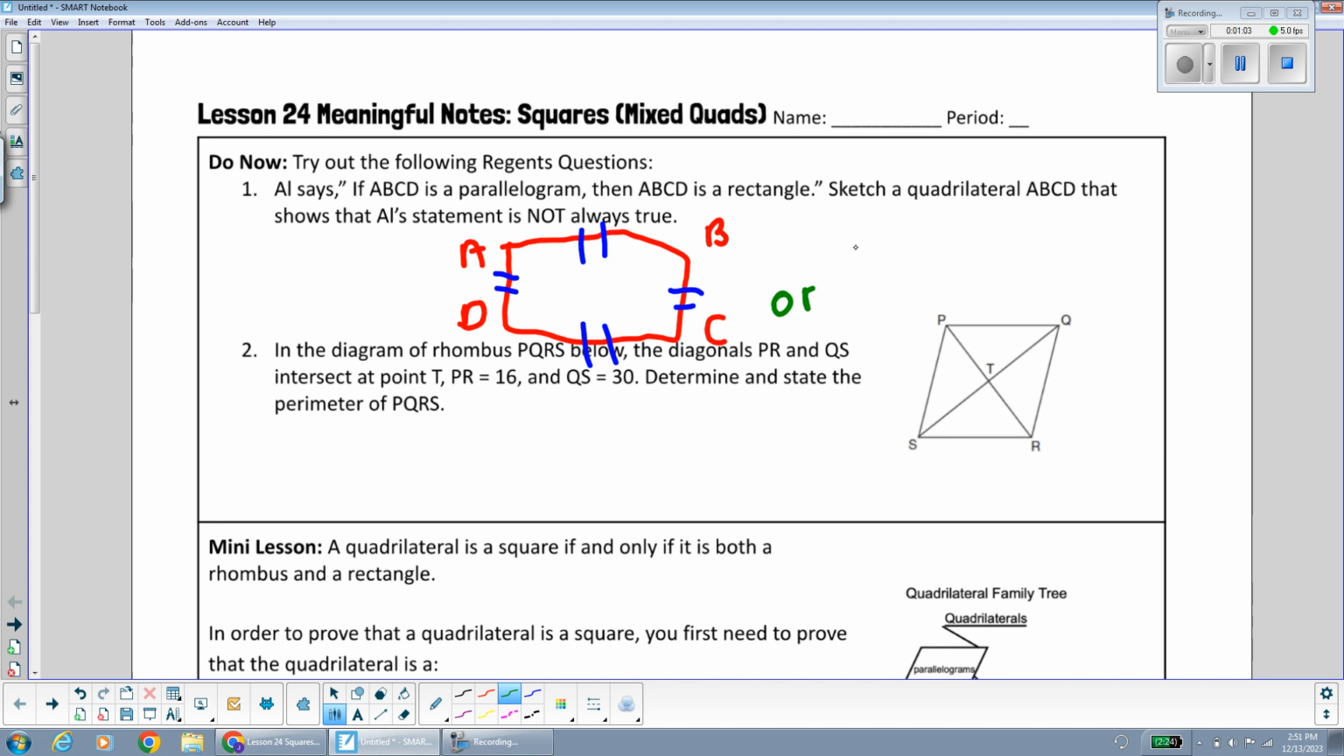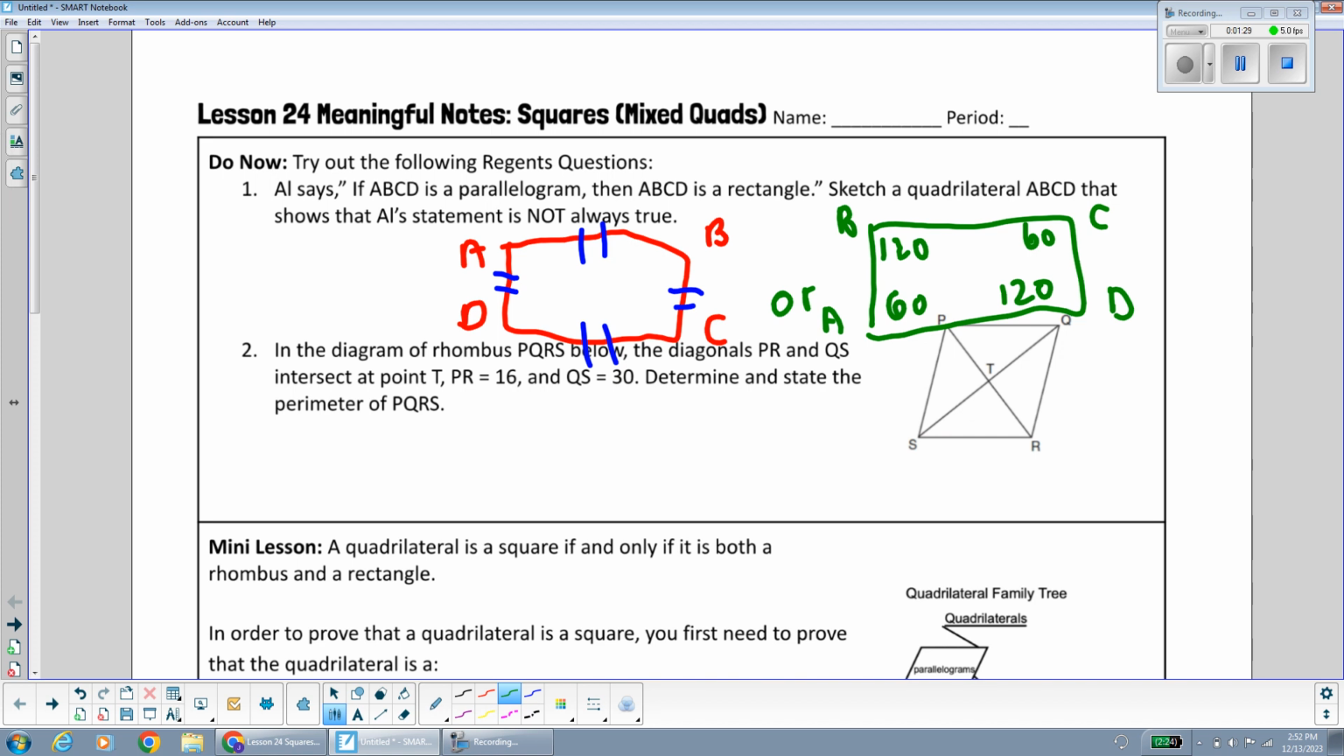Or instead, we can just have quadrilateral ABCD that's just a regular parallelogram. So for example, if these angles are 120 and these angles are 60 degrees, this is a parallelogram because opposite angles are congruent to each other, but it's not a rectangle because in a rectangle, all four of the angles would be right angles.